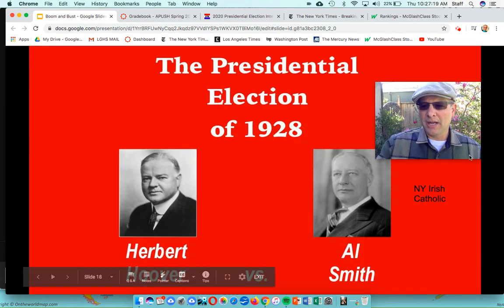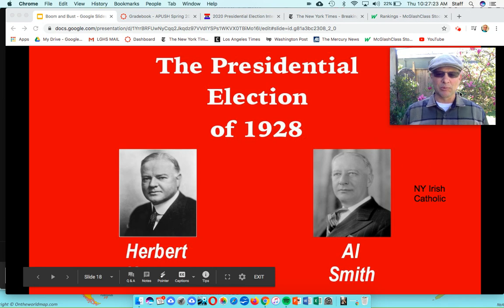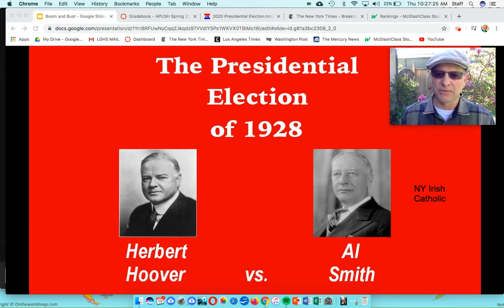So in 1928, the third in a row of nice, affable Republicans who are laissez-faire conservatives run. Democrats went with Al Smith, which was actually the first major party to nominate a Catholic, and he did pretty well.